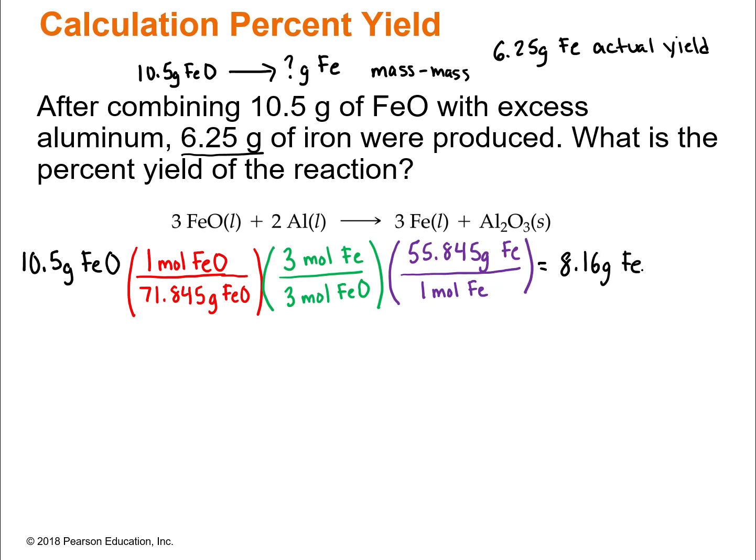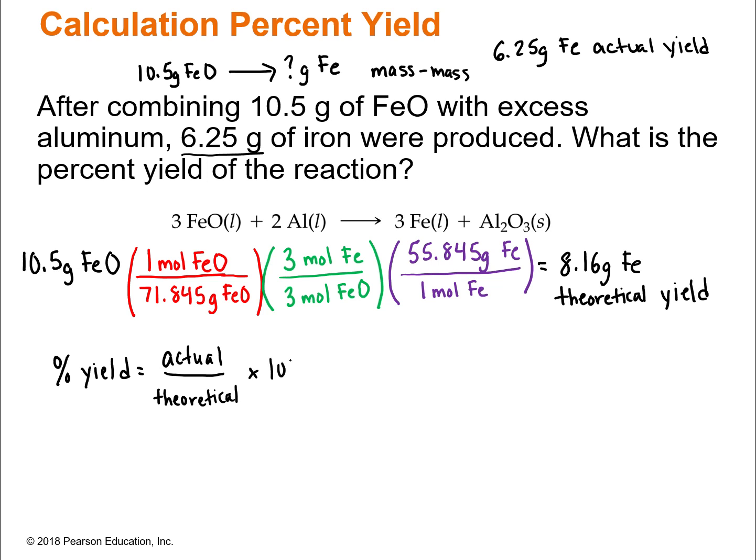So that's the first part. We figured out the theoretical yield. For percent yield, we need actual over theoretical, and we multiply that by 100%.